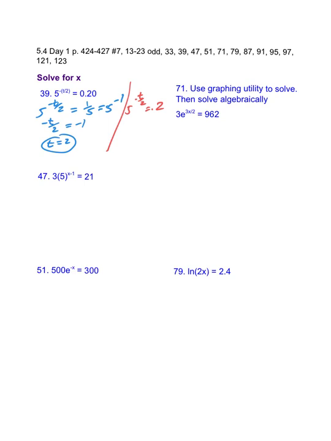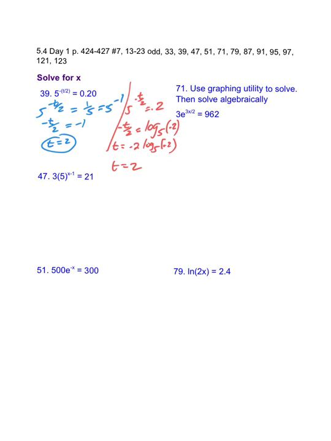rewrite this saying the log is the exponent. So I can do negative t over 2 is equal to log base 5 of 0.2. And then multiply both sides by negative 2. So I'd get t equals negative 2 log base 5 of 0.2. And if you punch that into your calculator, you will get 2.